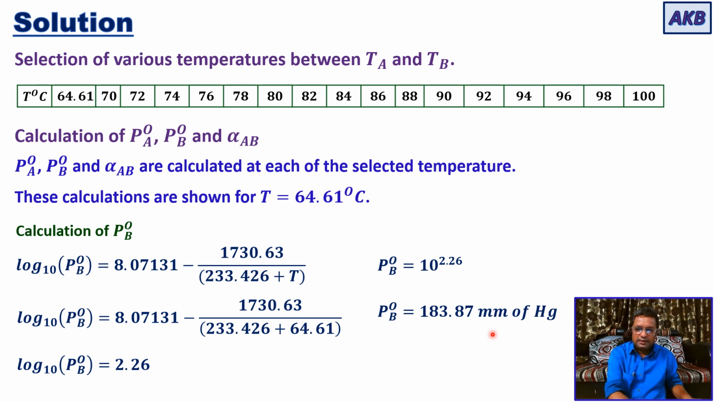Okay. So we have calculated PA naught. Now we have calculated PB naught. Now the third thing.